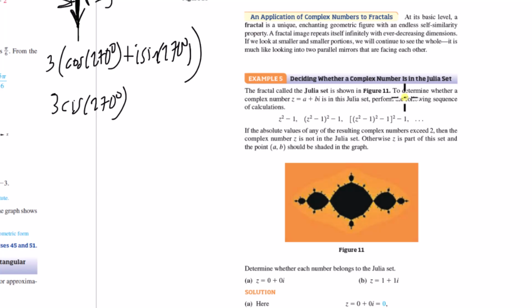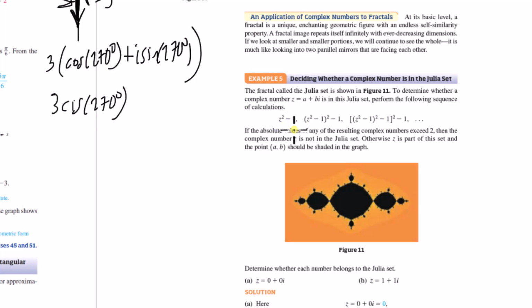Okay, there's the Julia set. To determine whether a complex number z equal to a plus bi is in this Julia set, perform the following sequence of calculations. You take the complex number and do z squared minus 1. We know how to square a complex number, right? They're saying you do a plus bi squared minus 1.